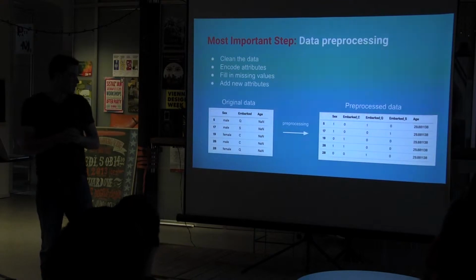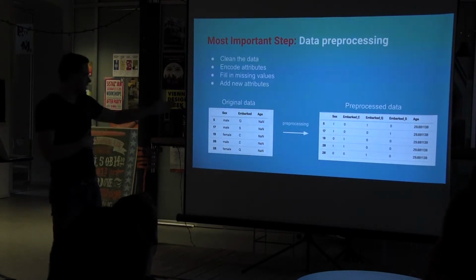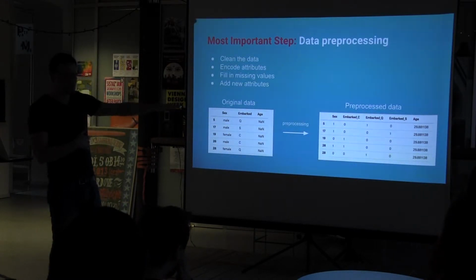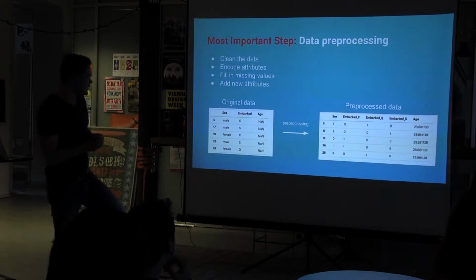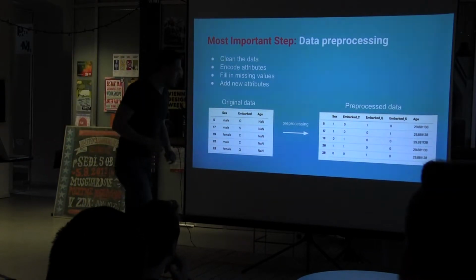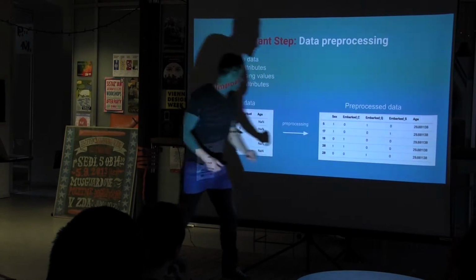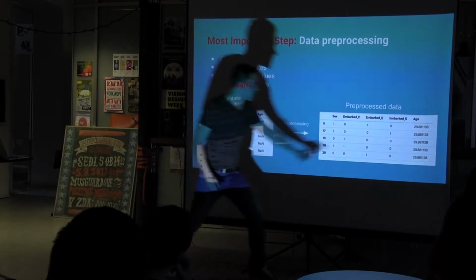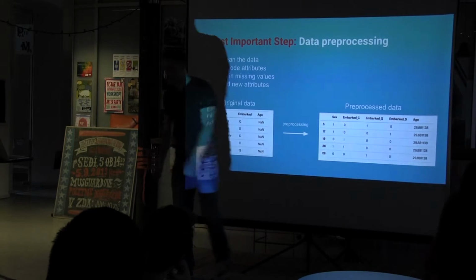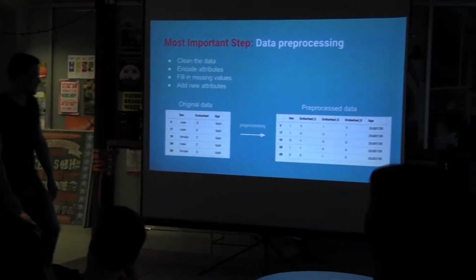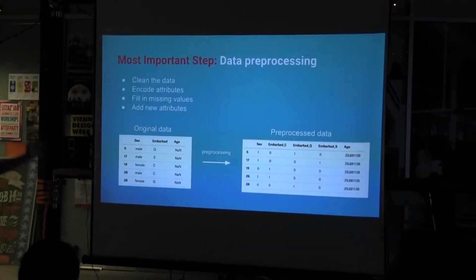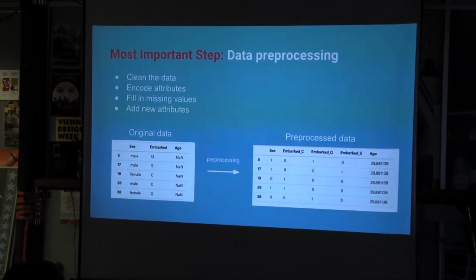But here, we cannot do that, and that's why we split that feature into 3 features, one for each value. And we see, because we have Q here, we mark it here with 1. We have S here, and that's why we mark S here with 1, and so on. Then we go to the next step. It's basically filling in missing values.